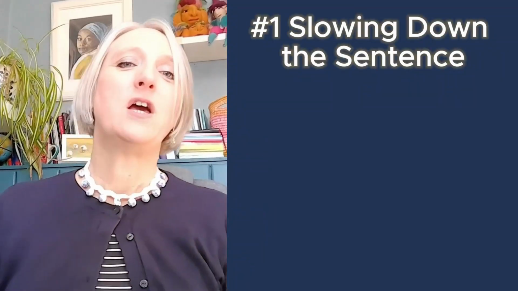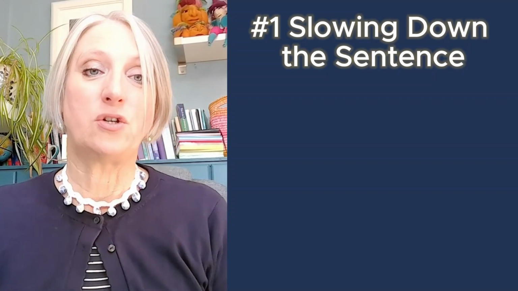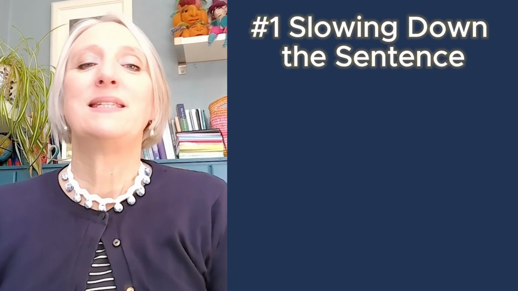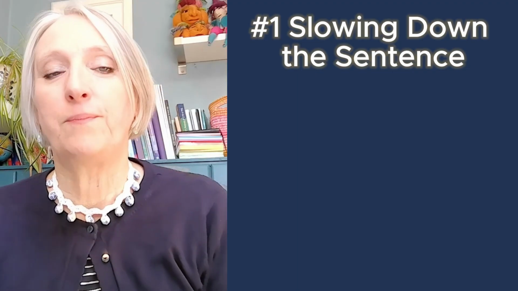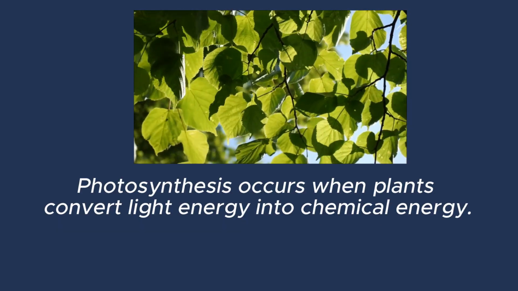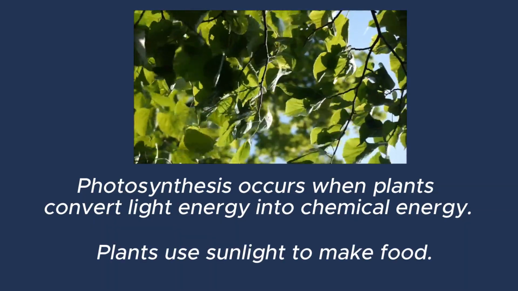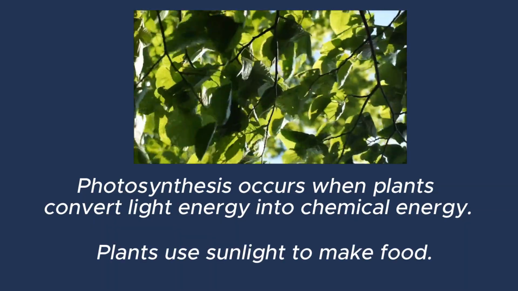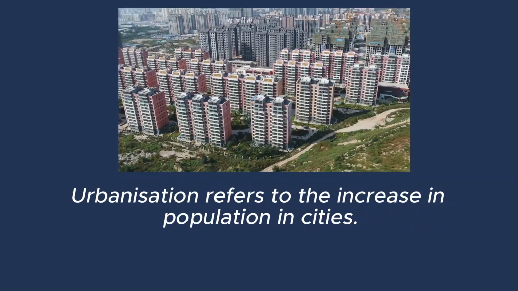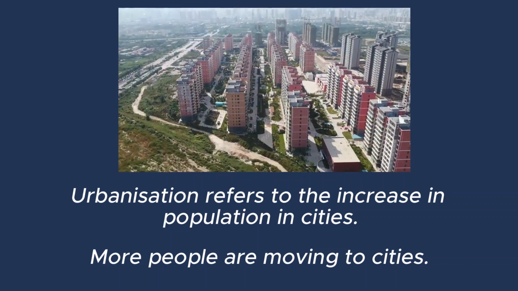So number one, slowing down the sentence. This is something teachers do naturally, especially when we realise learners are struggling. We simplify how we say something. So for example, instead of saying photosynthesis occurs when plants convert light energy into chemical energy, we might say plants use sunlight to make food. Or in geography, urbanisation refers to the increase in population in cities. That would become more people are moving to cities.